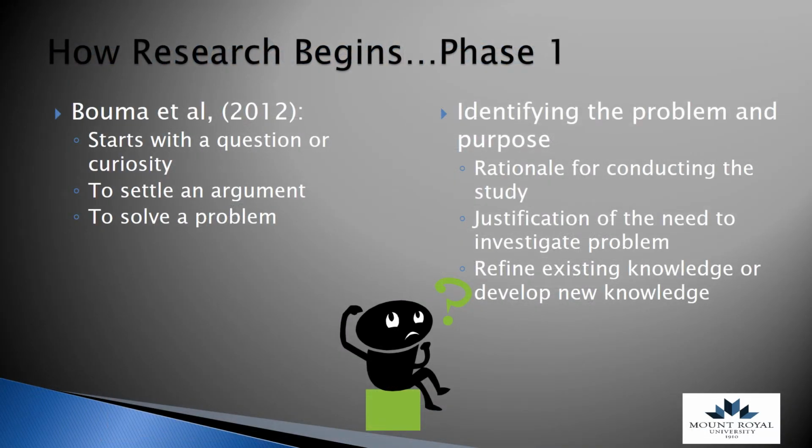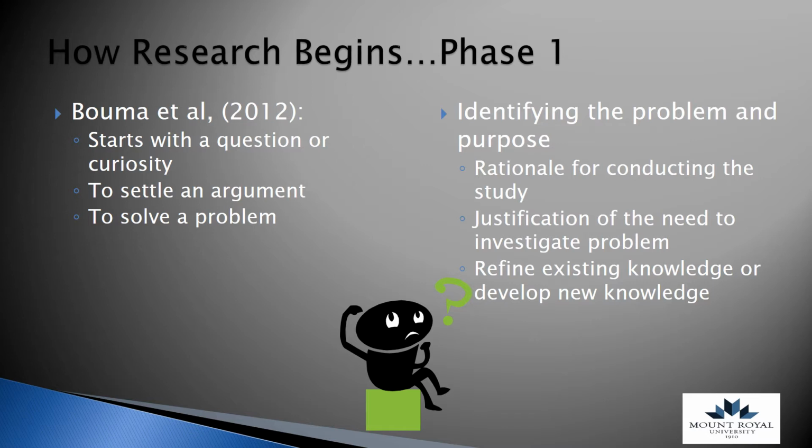Okay, so starting back at the beginning of the research process, how research began, phase 1. An old textbook we used to use was Bouma et al. And they talked about research starting with a question or a curiosity to settle an argument or a debate.